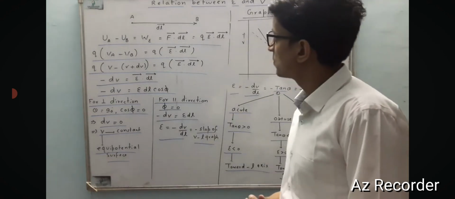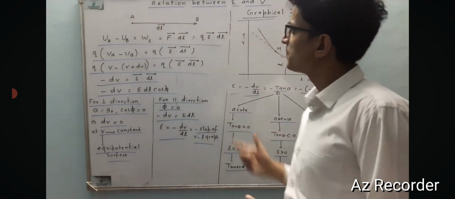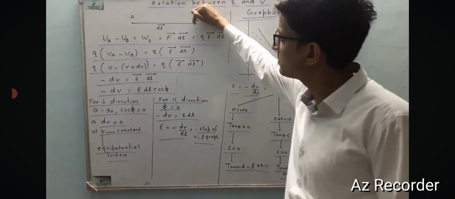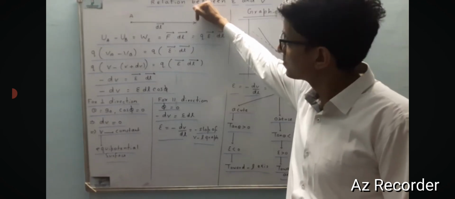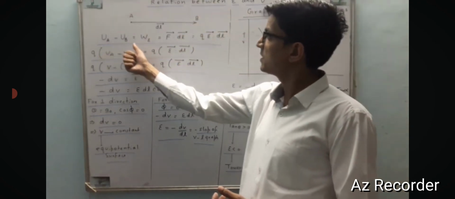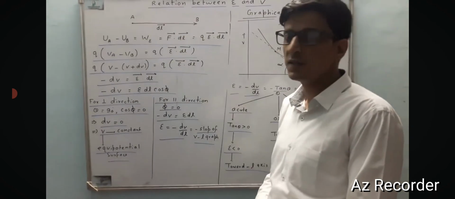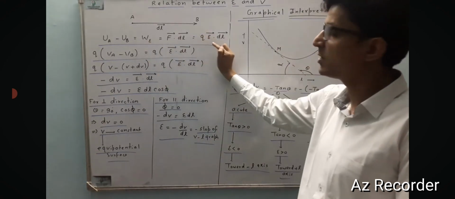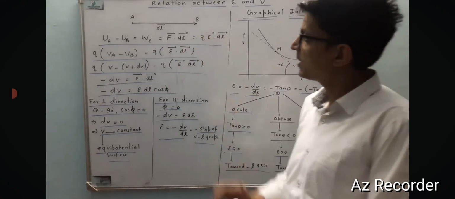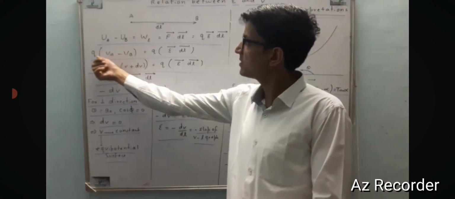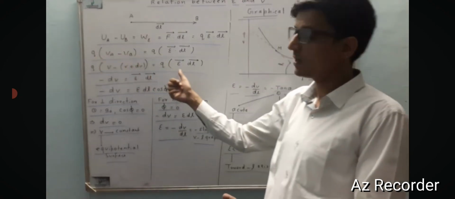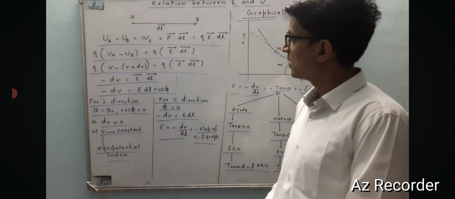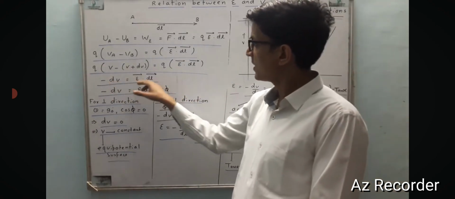Let there be 2 points A and B, and the displacement between these is vector dl. So we have the difference of potential energy as the work done by the electric field, and the work done by the electric field is F dot dl. The force is Q into E. So we have the difference of potential energy as Q into (VA minus VB), and this is Q into E dot dl. So finally we have this result: minus dV is E dot dl.